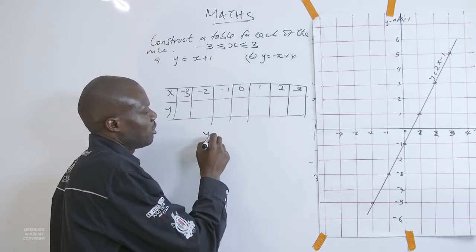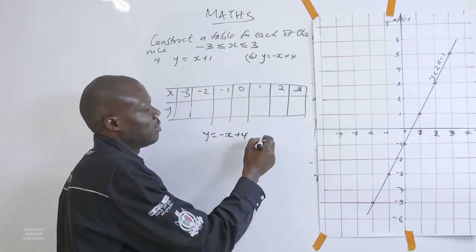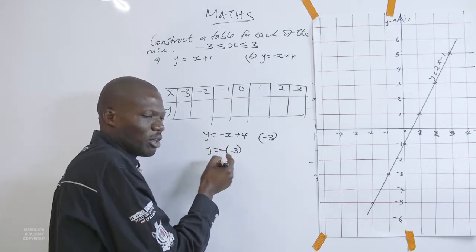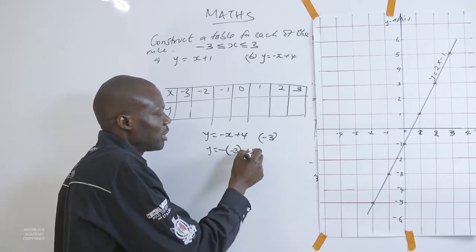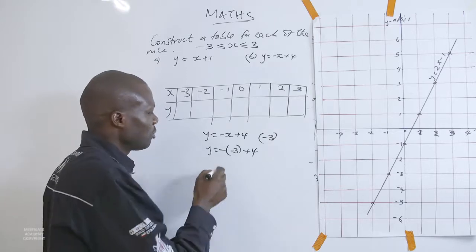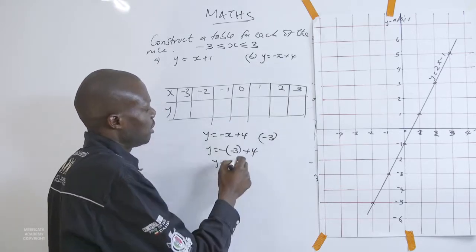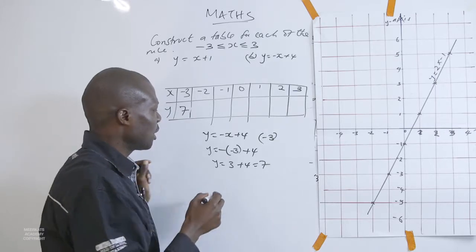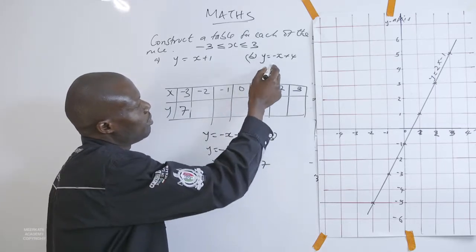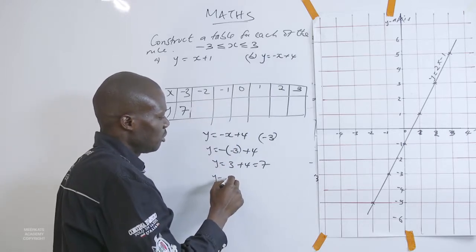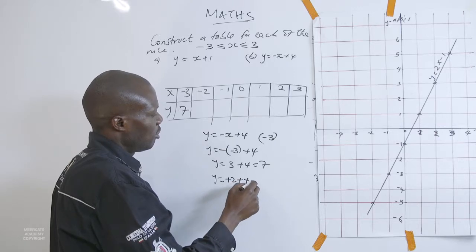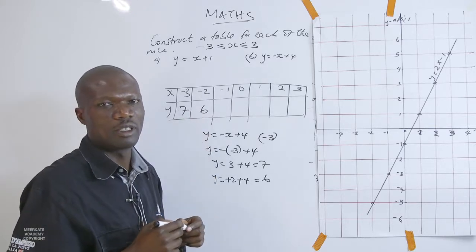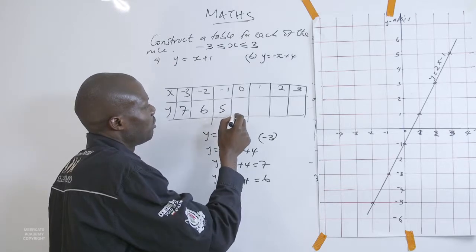Now, the rule is y is equal to minus x plus 4, and when x is minus 3, then we shall have y is equal to minus into bracket minus 3. Be sure of what you are doing here, then plus 4. Minus minus gives us a positive, so this is y is equal to 3 plus 4, which is 7. So this part will be 7. Second one will be y is equal to minus minus 2, which is plus 2 plus 4, which is 6. This one becomes a 6. This one will be a 5, a 4.